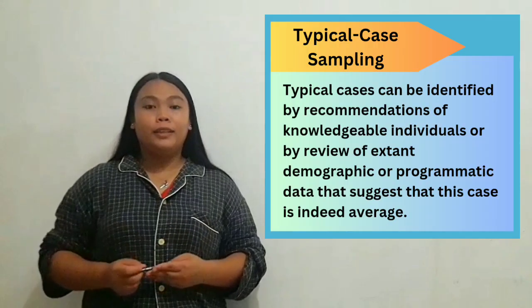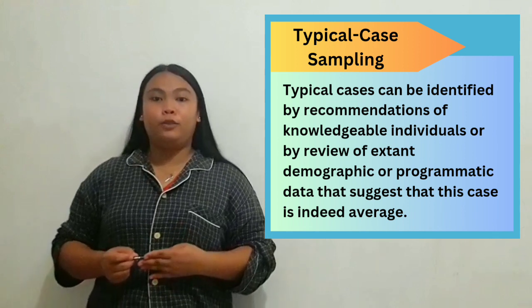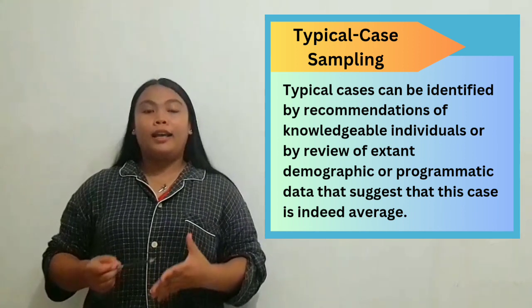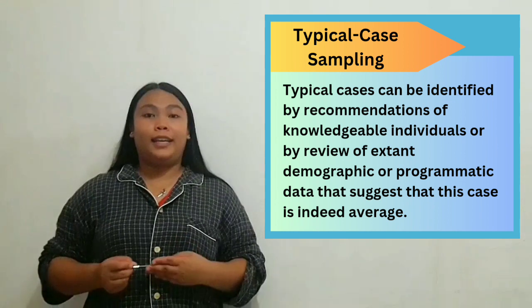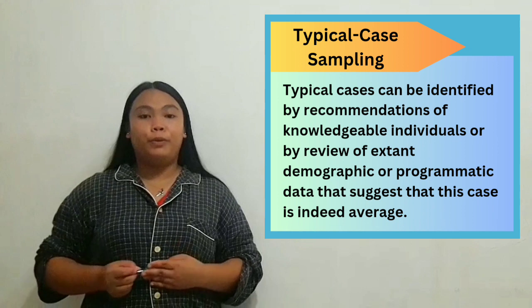The fifth type is typical case sampling. Typical cases can be identified by recommendations of knowledgeable individuals or by review of extant demographic or programmatic data that suggests that this case is indeed average. For example, you would choose your sample from a middle-class suburb rather than from a poor or rich suburb if you wish to do research on the spending habits of the city, since the spending habits of the poor and the rich would probably not be typical for the community.